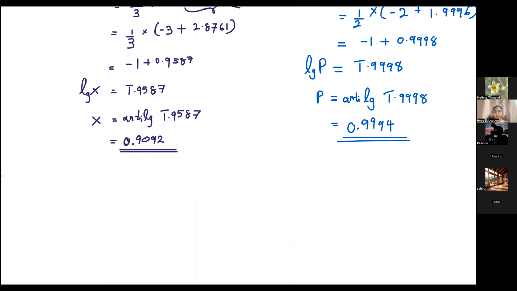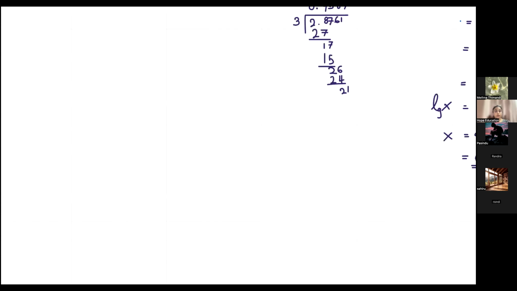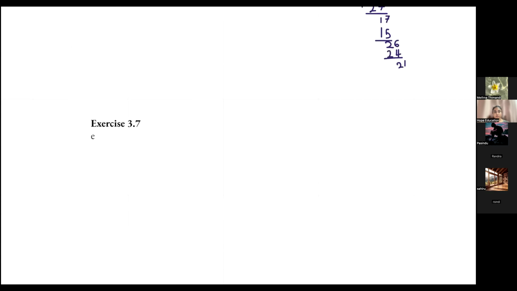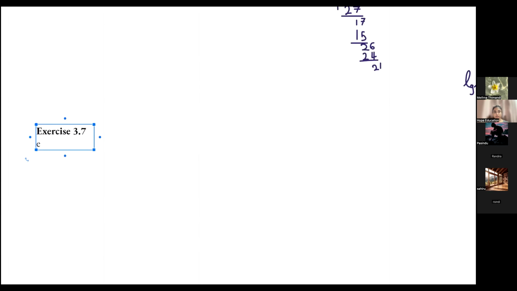Because I will not correct it today. In 3.7, mark it if you have not marked it. This is what I will be correcting next week. I have only given part E of 3.7, right? Did you all do 3.7 E, because I will be correcting that. 3.7 E, please mark it.